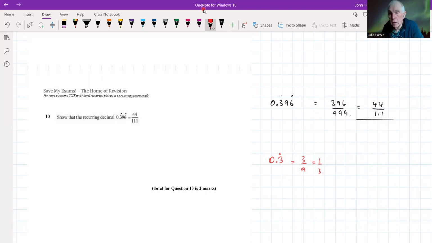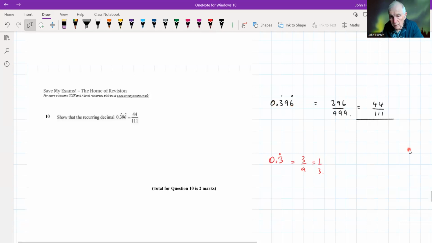So in this case, we've got 396 divided by 999, which if we divide through the numerator and denominator by 9, we get 44/111. This is a nice simple example because the whole of the decimal part is recurring. If that is not the case, and there'll be further examples that can show this, then we would need to scale this accordingly.